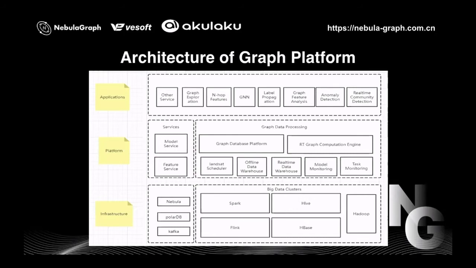We have the applications which I described just now, and we have platforms to support different kinds of applications. To support the availability of the platform, we have different infrastructures. So the graph database, and we also need the help of different big data clusters like Spark, Hive, Flink, and HBase.